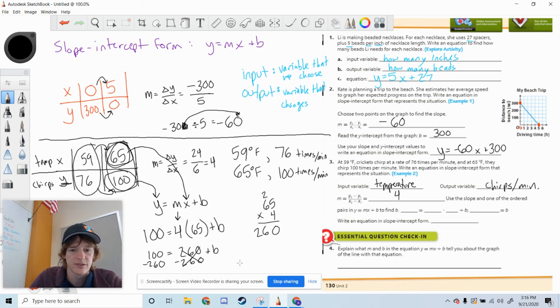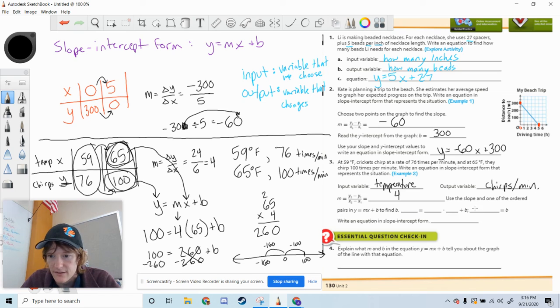100 minus 260. I like to think of a number line. Starting at 100, I'm going to go down 100 to 0. I'm going to go down another 160, because that's a total of 260, which puts me at negative 160. So then b is negative 160. So we're starting at negative 160 chirps.